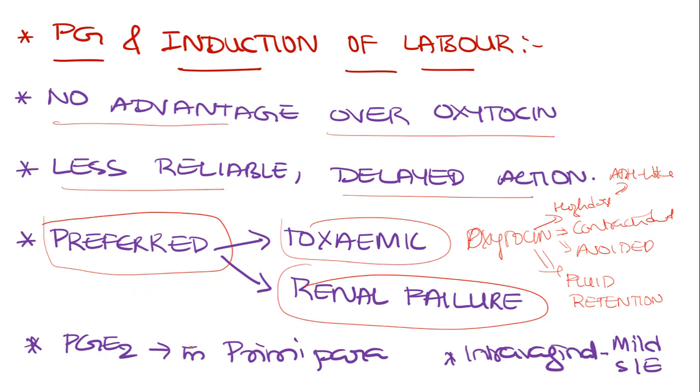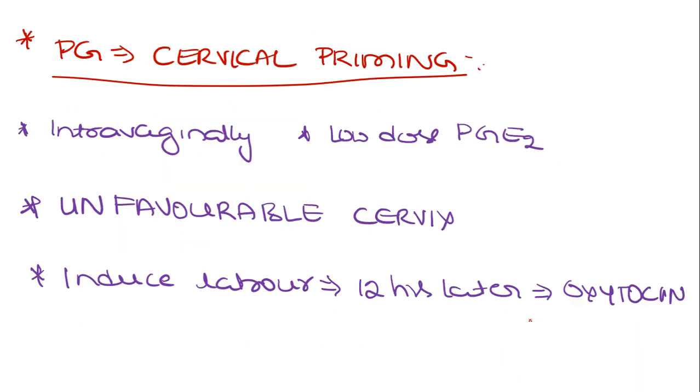And also prostaglandin E2 can be used in primipara if there is a slow labor, and also intravaginal prostaglandins are used because of their milder side effects.